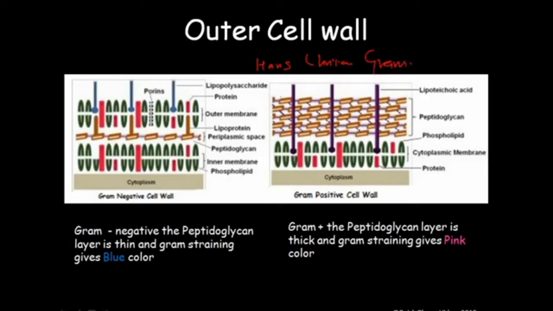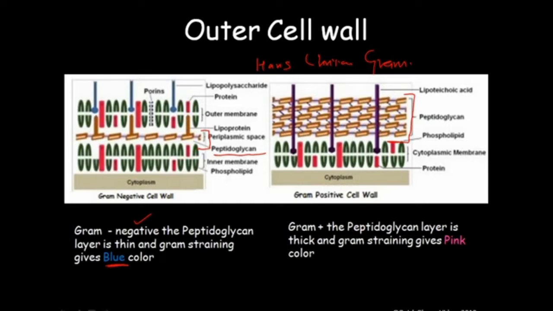He brought gram staining, where the staining of the bacteria takes place in different colors on the basis of the cell wall composition. So if you see gram negative bacteria, the cell wall is thin and the peptidoglycan layer is very small, and on staining it gives blue color. In case of gram positive bacteria, the peptidoglycan layer is thick and on staining it gives pink color. So this is how we differentiate between gram positive and gram negative bacteria.